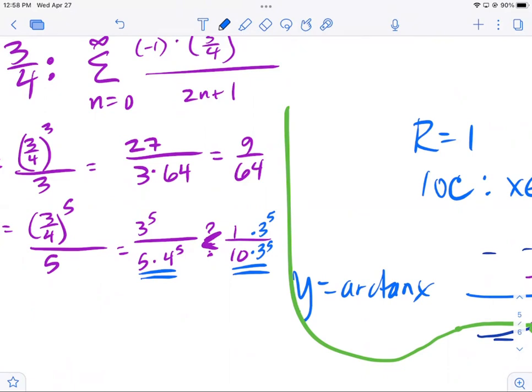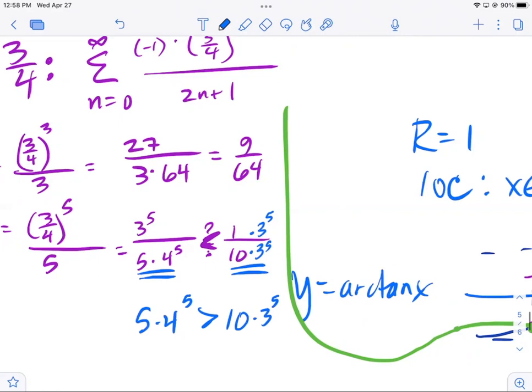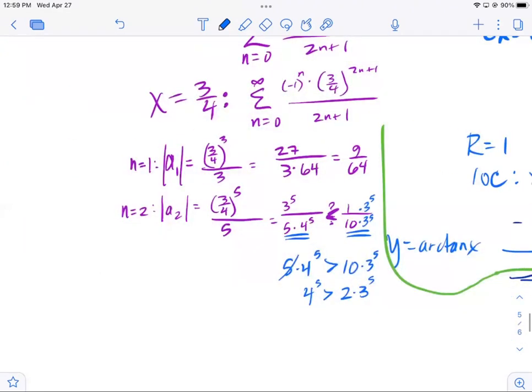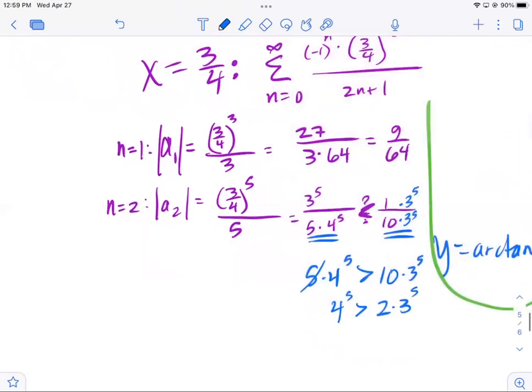So is 5 times 4 to the 5th bigger than 10 times 3 to the 5th? See how I reduce? Well, we could divide both sides by 5. That works. So now you have, is 4 to the 5th greater than 2 times 3 to the 5th? Yes, big time, right? It's pretty obvious at that point. So that's just like nuanced analysis.